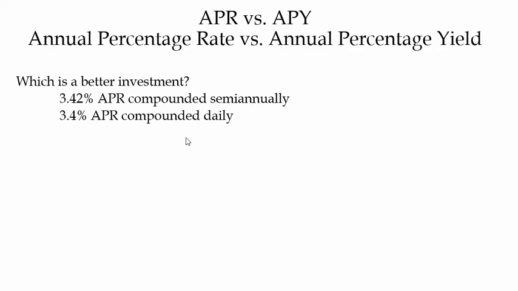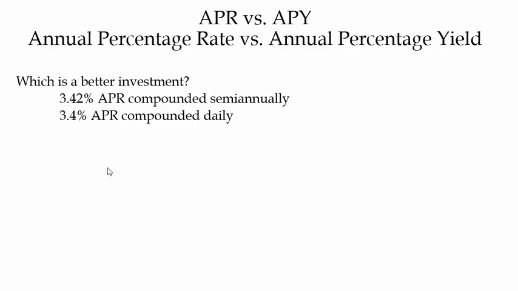If you just look at the percents, you go, well, 3.42%, that's going to be a better percent. But the compounding is going to make a difference here. Even though we have a higher annual percentage rate, it's only going to get compounded twice a year, where the 3.4% is going to get compounded every day. So how do we tell which one's the better investment? We do that by finding the APY, the annual percentage yield, and comparing those.